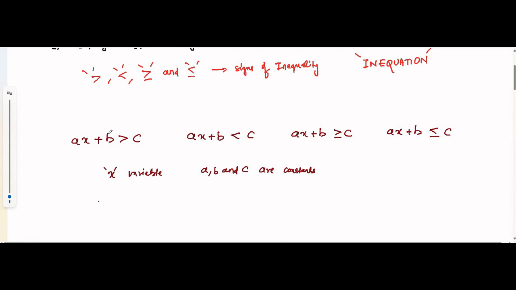So for example, something like 2x plus 3 is greater than 7, or 5x plus 4 is lesser than or equal to 15, or 3x plus 5 is lesser than 18, or something like 4x is greater than or equal to 16. These are examples of linear inequations in one variable.